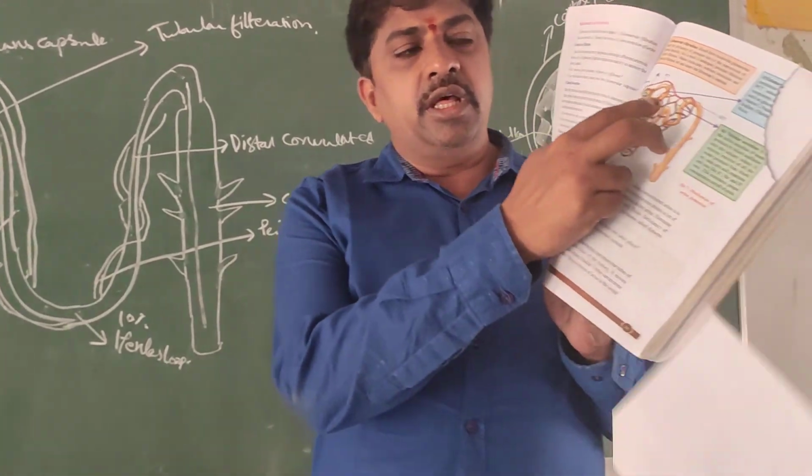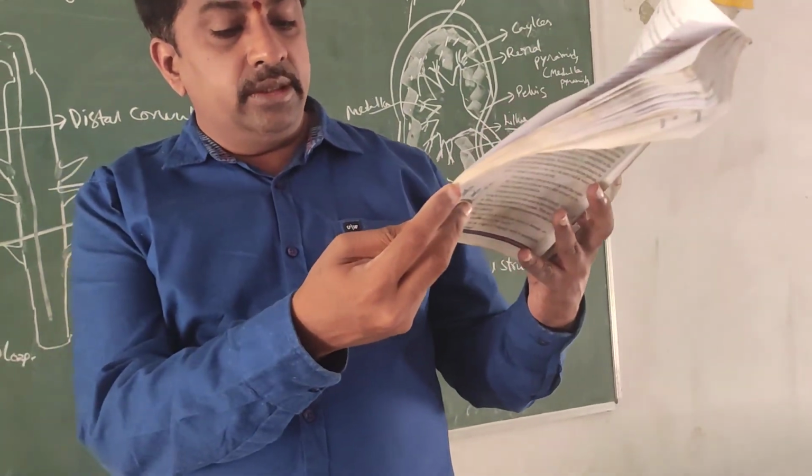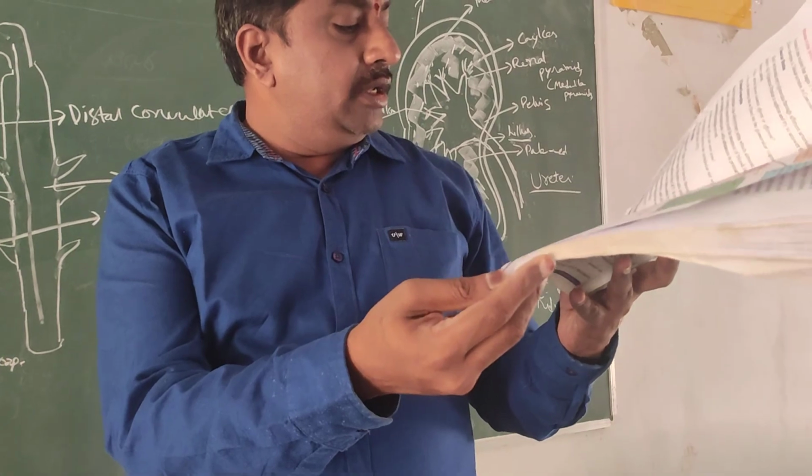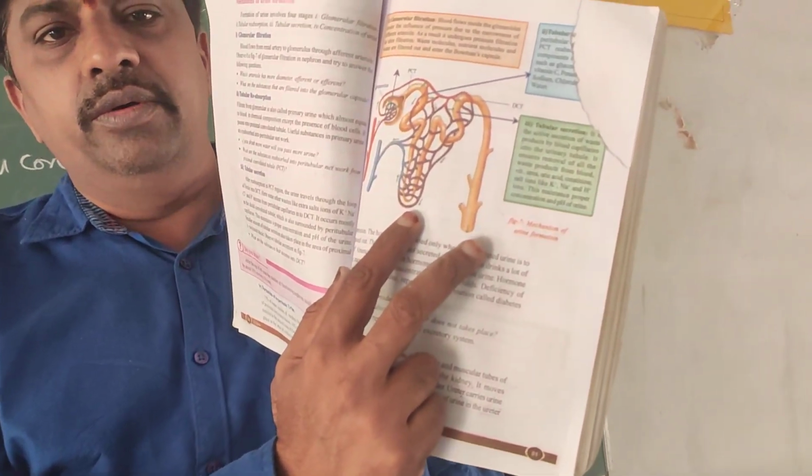You have already observed the diagram in the textbook. What is the page number? 81. On page 81 we are able to see the diagram clearly. Okay.